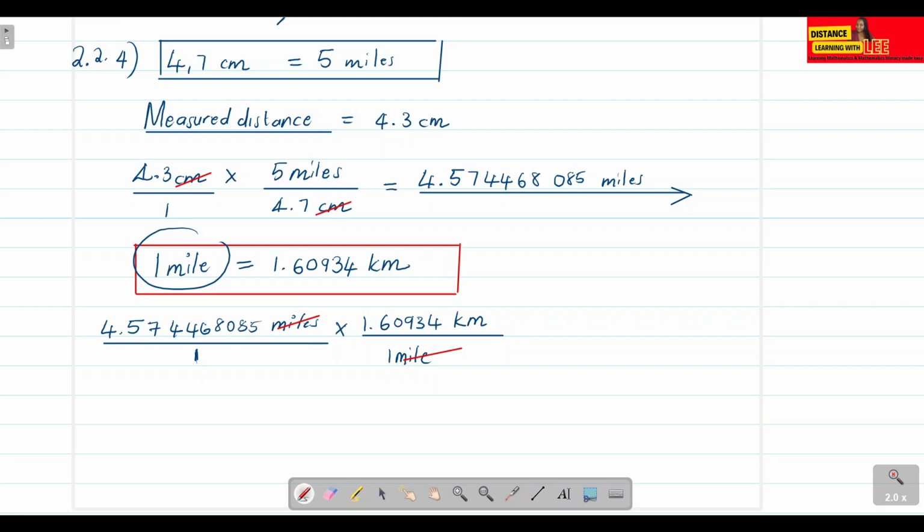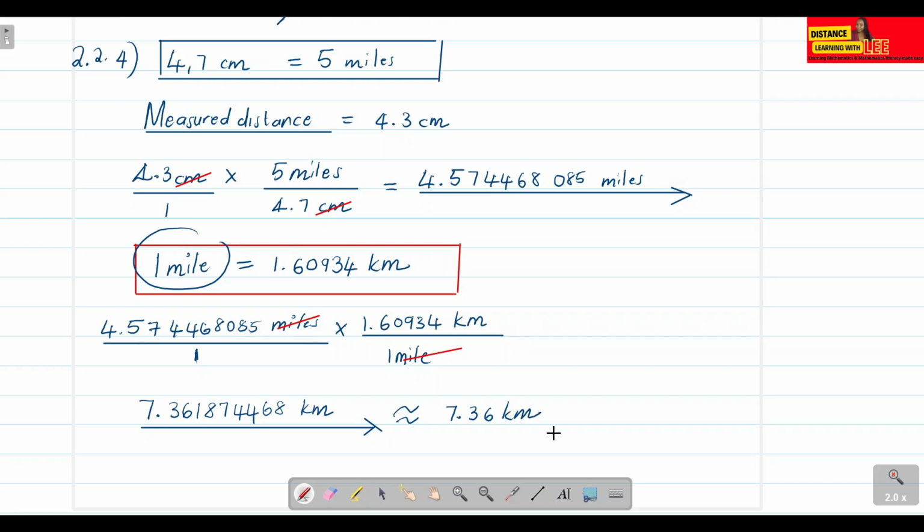So if you take that 4.5744680805 and you multiply it by 1.60934, divided by 1, you will get that the actual distance from St. Paul's to Longwood is 3.361874486 kilometers, which is approximately 7.36 kilometers. And that is basically it.